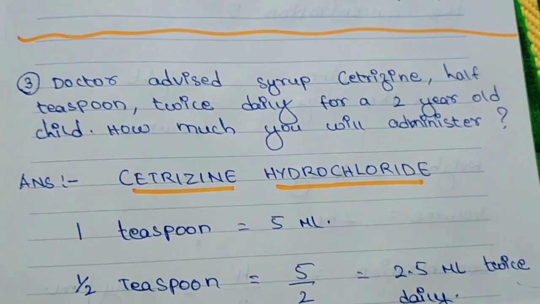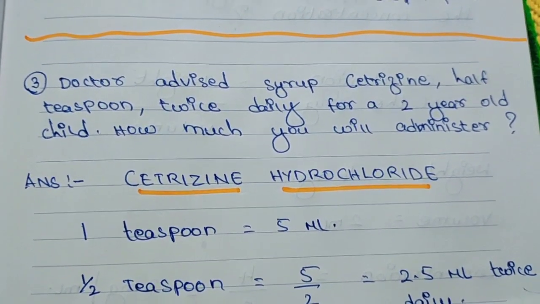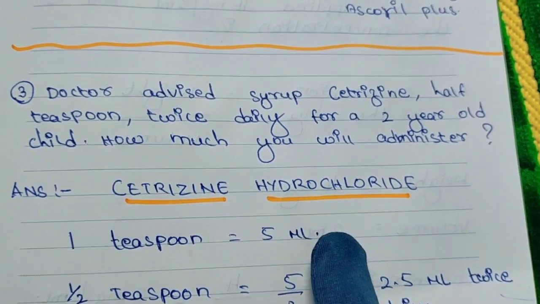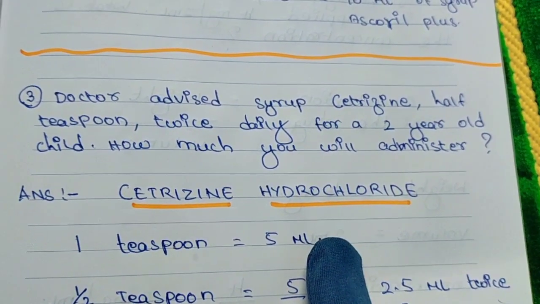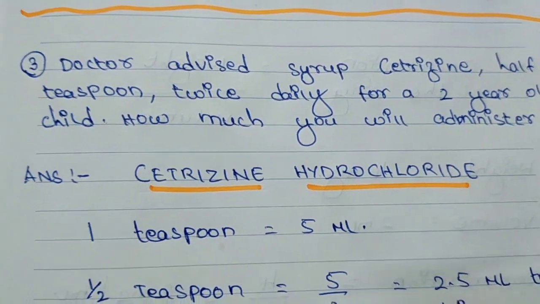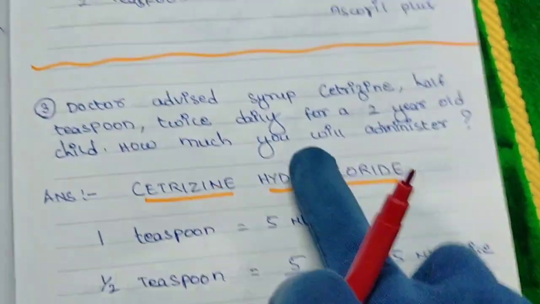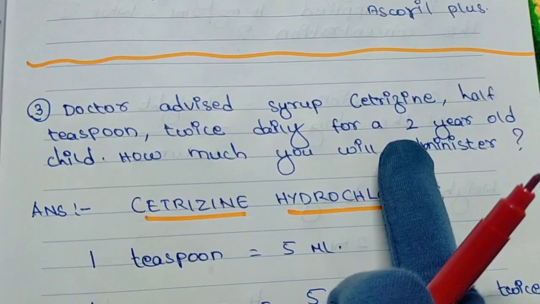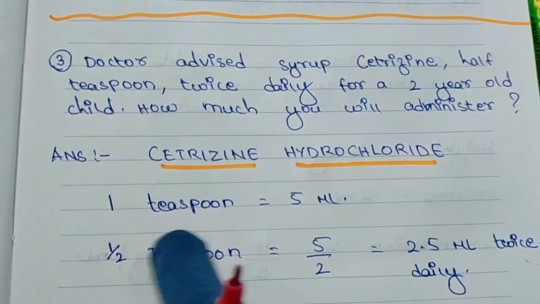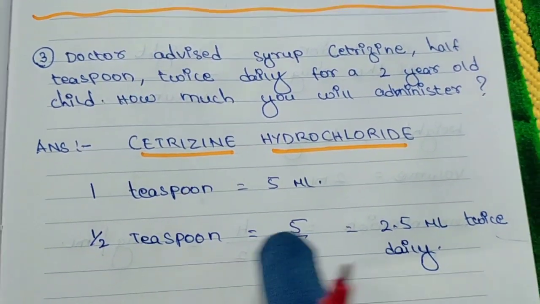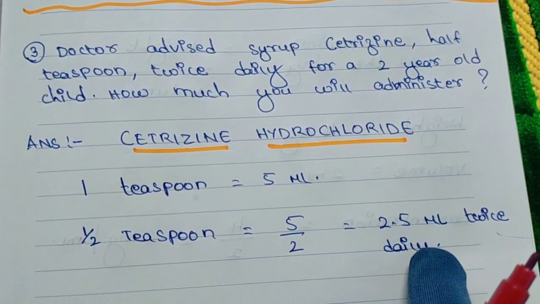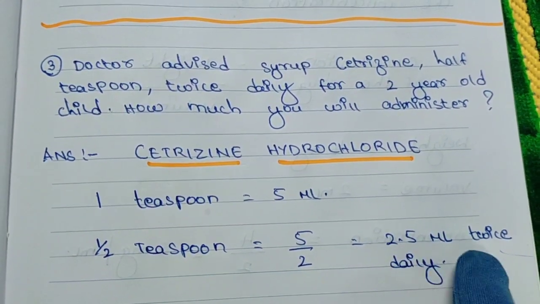The doctor advised syrup cetirizine half teaspoon twice daily for a 2-year-old child. How much will you administer? Cetirizine hydrochloride, we know, is used in allergies, like allergic rhinitis and cold. So cetirizine is advised. Half teaspoon: 1 teaspoon is equal to 5 ml, so half teaspoon is 5 divided by 2, which gives 2.5 ml. So we have to administer 2.5 ml twice daily.